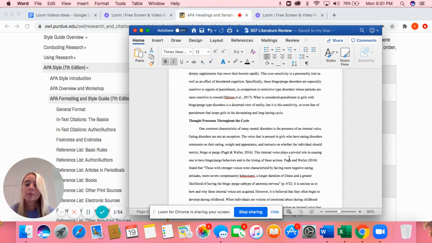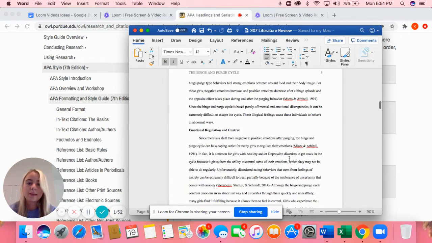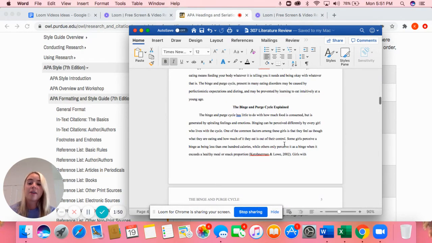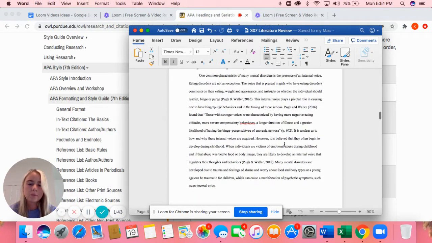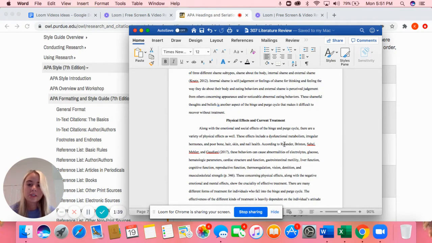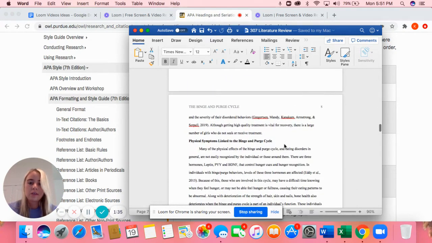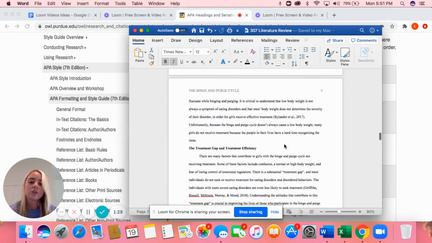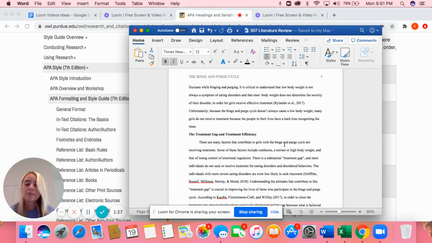So these are both subtopics of my level 1 and what I found most important and how best to explain the binge and purge cycle. My next level 1 is Physical Effects and Current Treatment. So I have 2 parts of this: physical effects, current treatment. So my level 2, Physical Symptoms Linked to the Binge and Purge Cycle. So I go over the physical effects. Then my next level 2 is The Treatment Gap and Treatment Efficiency.